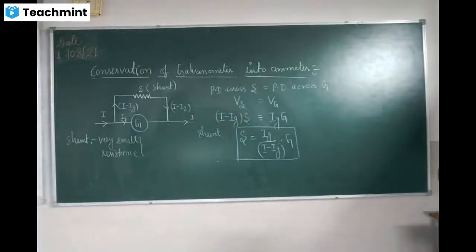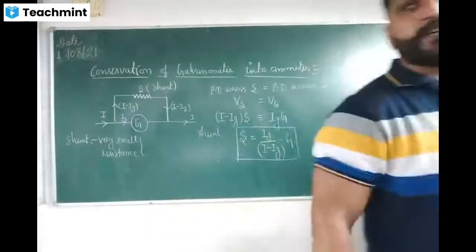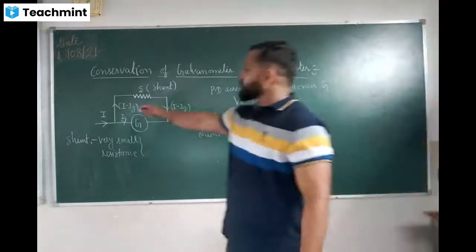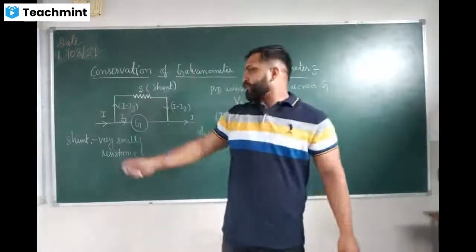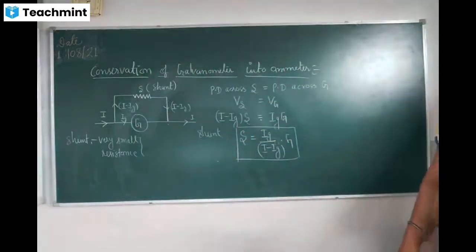And this question can also be asked in your practical viva: how you can convert a galvanometer into an ammeter? How you can convert a galvanometer into a voltmeter? So in viva you must know that whenever you want to convert the galvanometer into an ammeter, we always connect a shunt, a small resistance, in parallel with the galvanometer. Then it will behave as an ammeter because at that time a large amount of current will pass through the shunt, and only a small amount of current will pass through the galvanometer, and we will start measuring the current.